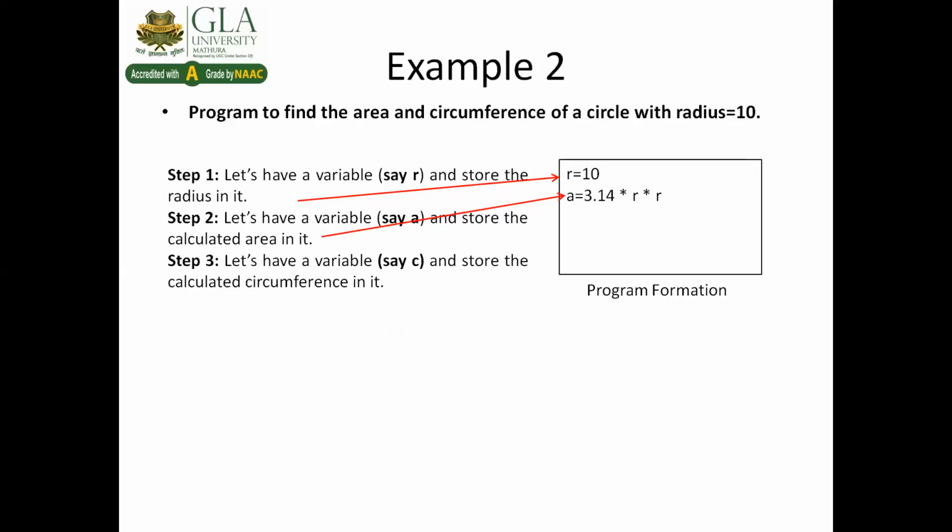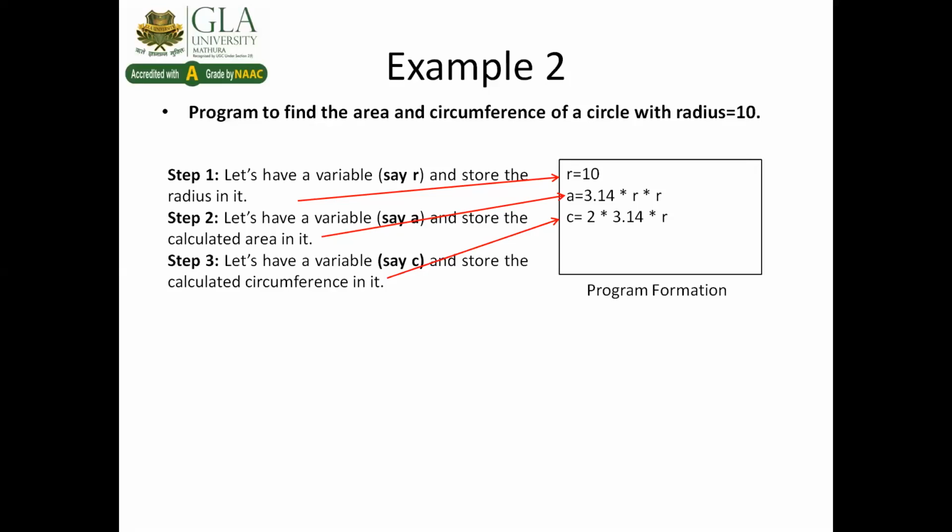Now we have to find out the circumference. So let us take a variable c and store the calculated circumference in it. So you all know that the circumference formula for a circle is 2 pi r and the value of pi is again taken to be 3.14. So what we are going to write? We are going to write c equal to 2 multiplied by 3.14 into r.